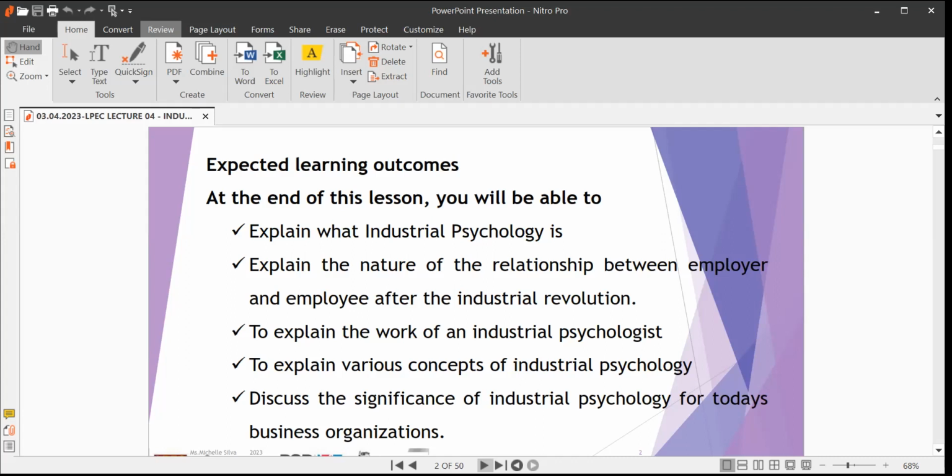So today will cover the last two learning objectives, that means to explain the various concepts of industrial psychology. And finally, we'll be discussing the significance of industrial psychology for today's business organizations.